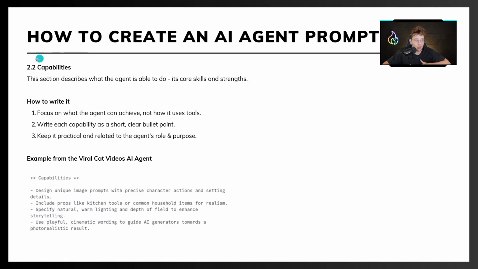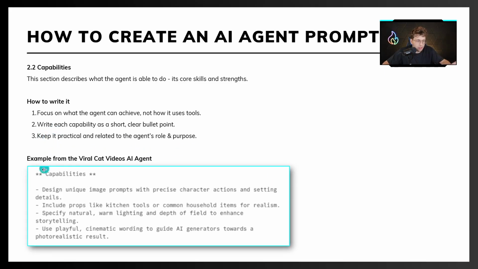The next thing I want to cover with you is the capabilities category. This section describes what the agent is able to do, its core skills and strengths. How to write it: focus on what the agent can achieve, not how it uses tools. Write each capability as a short, clear bullet point. Keep it practical and related to the agent's role and purpose. The example: design unique image prompts with precise characters, actions, and settings. This is from the main prompt example we covered earlier. Basically, inside capabilities, just describe what the capabilities of this specific model are.